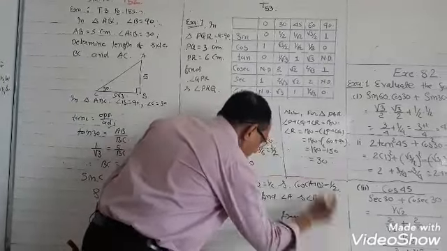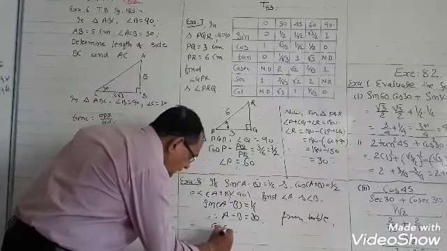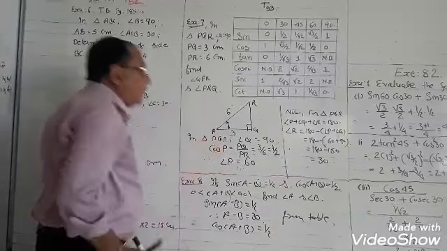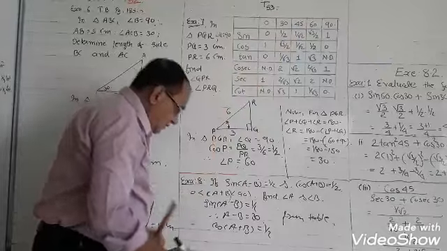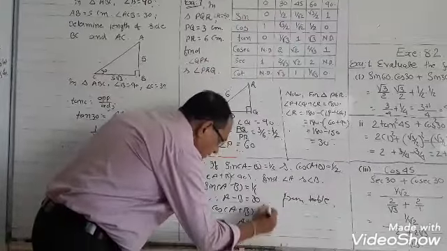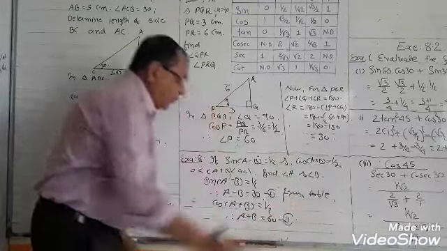From the table. Now cos(A plus B) is equal to 1 upon 2. Now, cos of what is 1 upon 2? 60. Therefore, A plus B is equal to 60. That is equation number 1, and that is equation number 2.